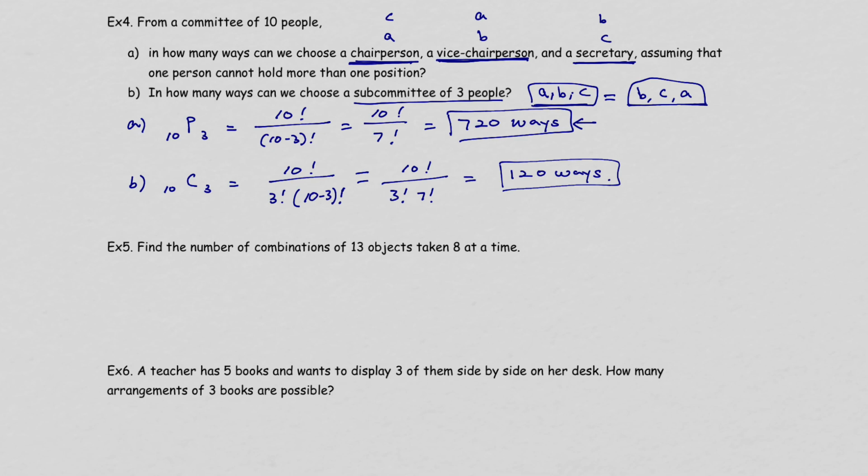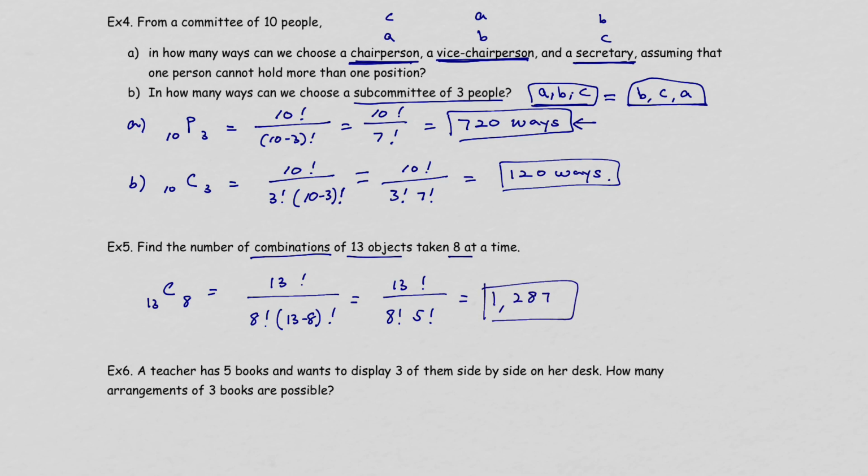So for the next example, they want you to use the combinations. So just making sure you know how to use the combination. Out of 13, you're picking 8. So the total number is 13, you're choosing 8. So that will be 13 factorial over 8 factorial times 13 minus 8 factorial. That gives you 13 factorial over 8 factorial times 5 factorial, which gives you 1,287 ways. So example 5 was just making sure you know how to use the combination formula.